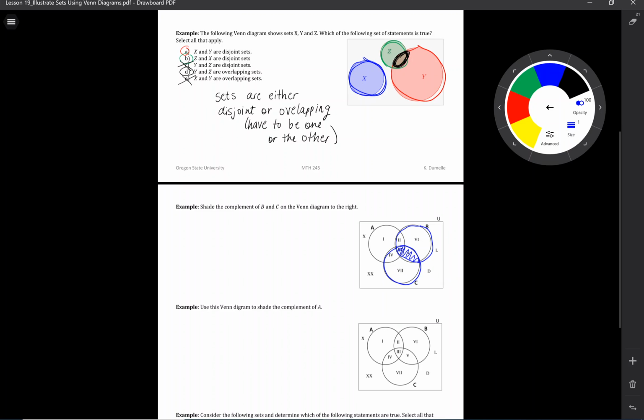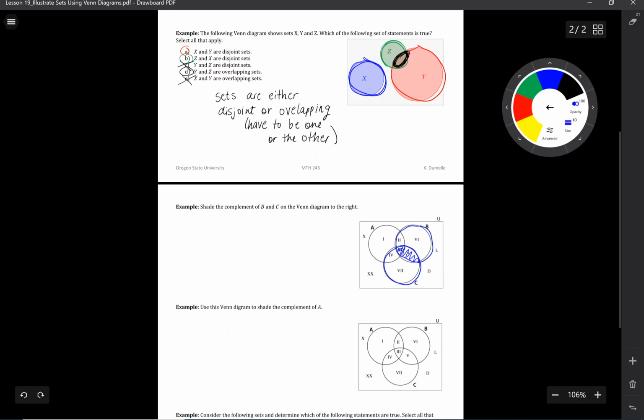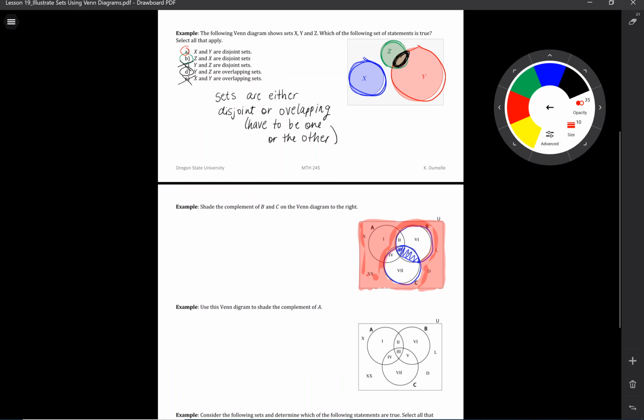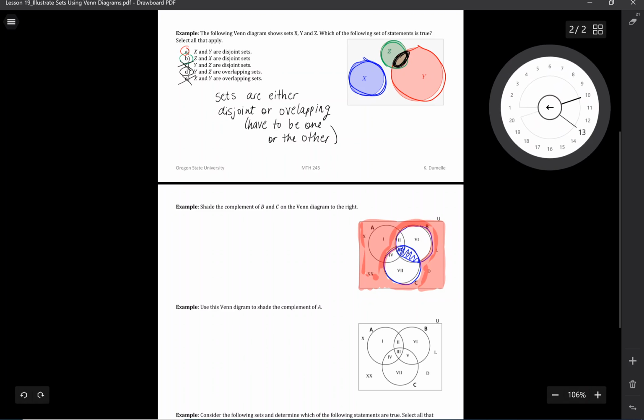In order to do that, I'm going to shade everything in my universal set that is not in B and that is not in C. So I am going to shade this in red. So that is going to be all of this. Shading all of this right here. So the red portion is the complement of B and C. It's everything in our universal set that is not in B or C.